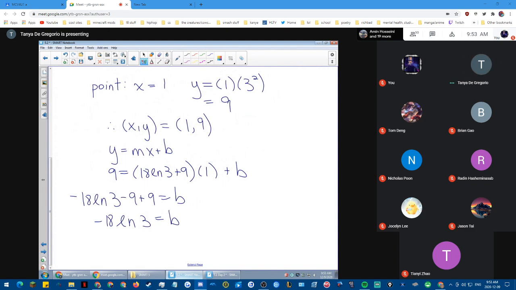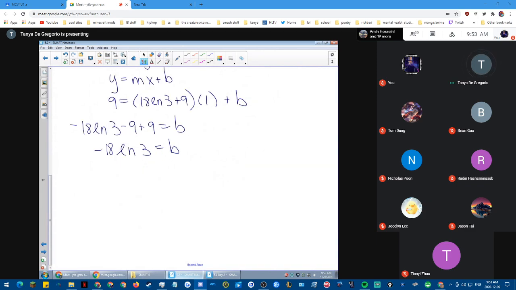There's the 9 step. Therefore, y equals... again, I'm just going to write this the other way because that's where we started. It doesn't make a difference. It's still the same number.